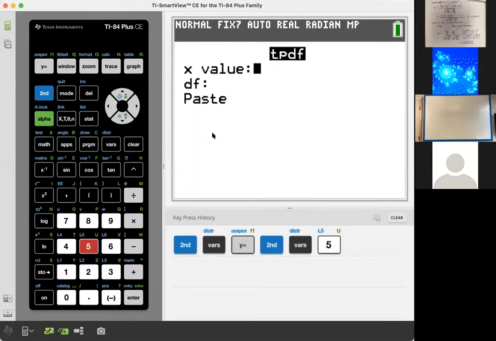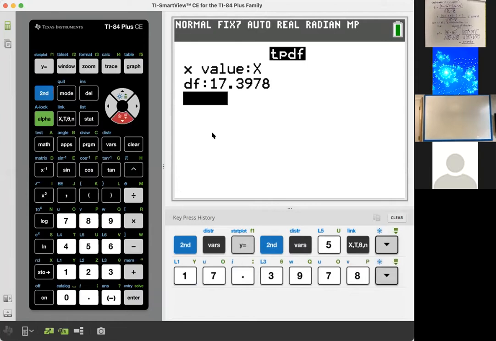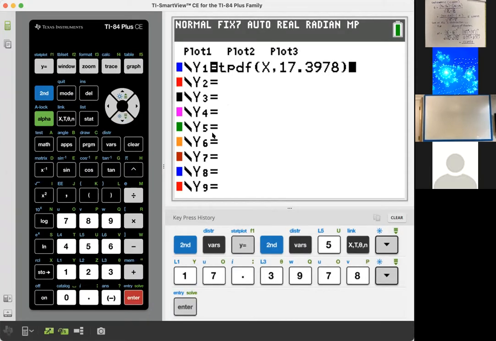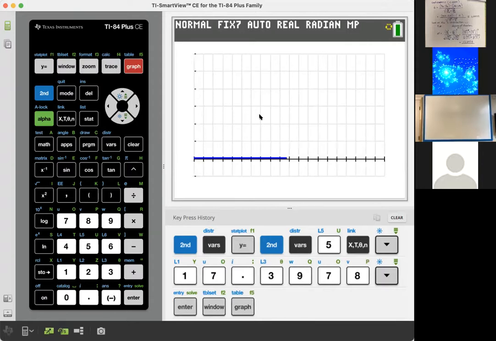Number 5. Use the variable x for the function. And for degrees of freedom, I can type in this 17.3978, and paste. And now I'll draw this. Let's look at the window. A good window here. Well, first of all, I'll draw it and show you a bad window.